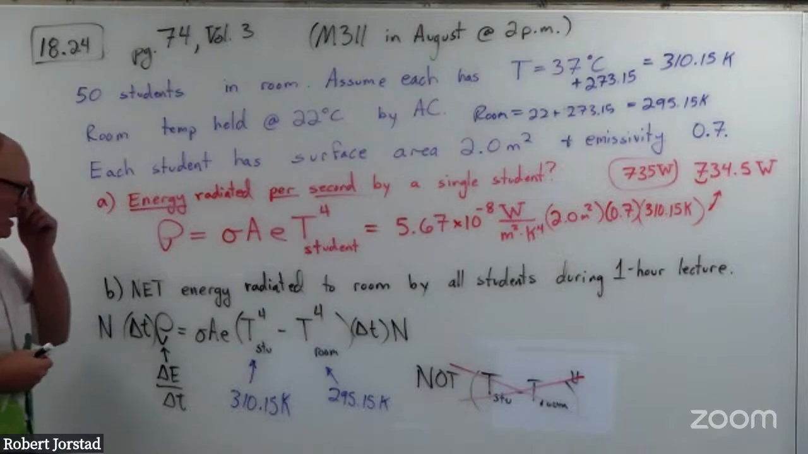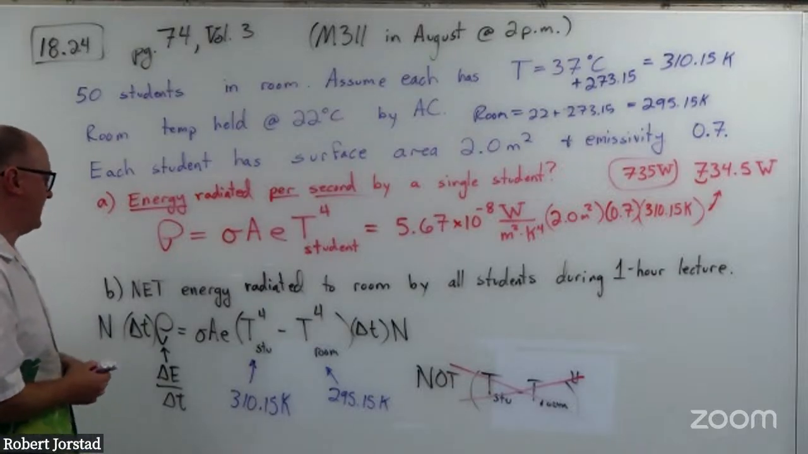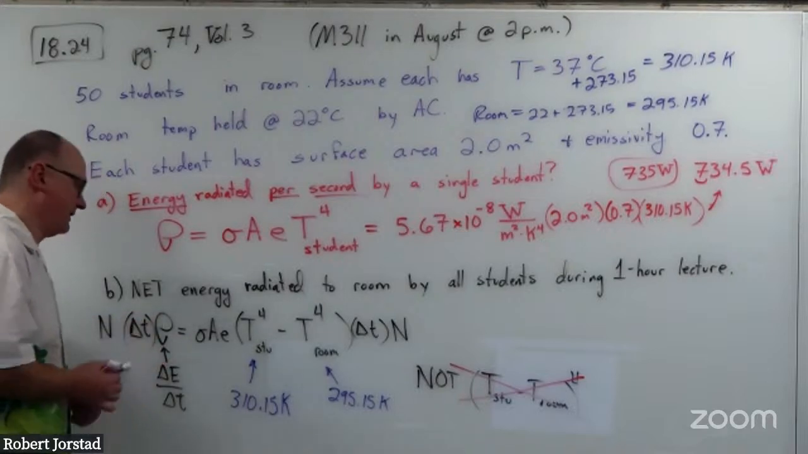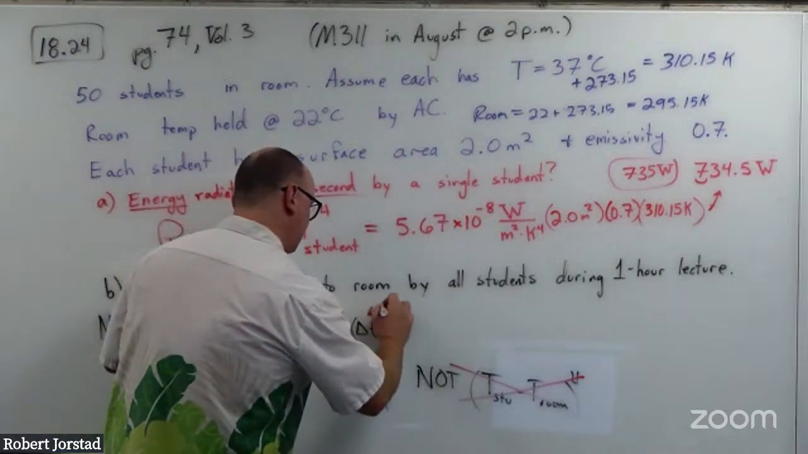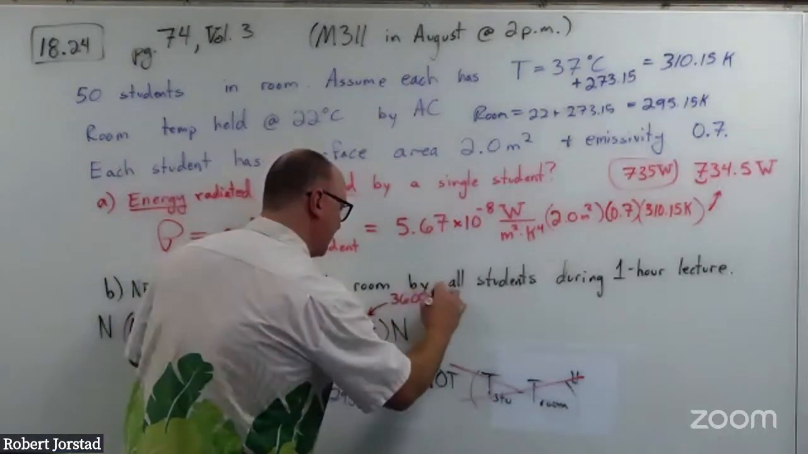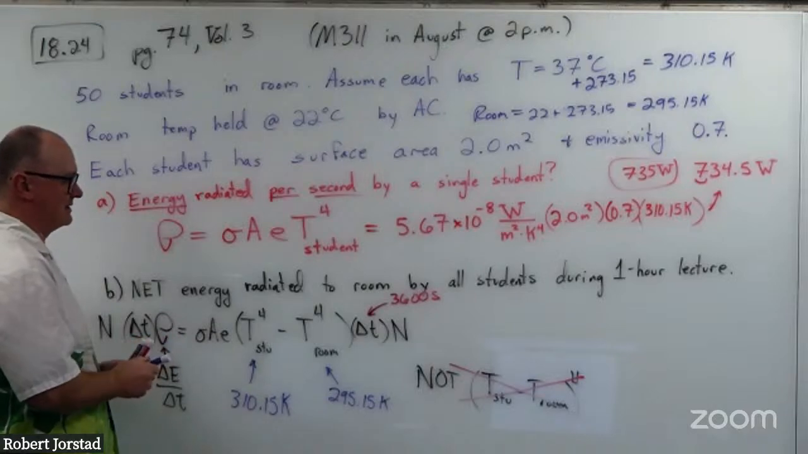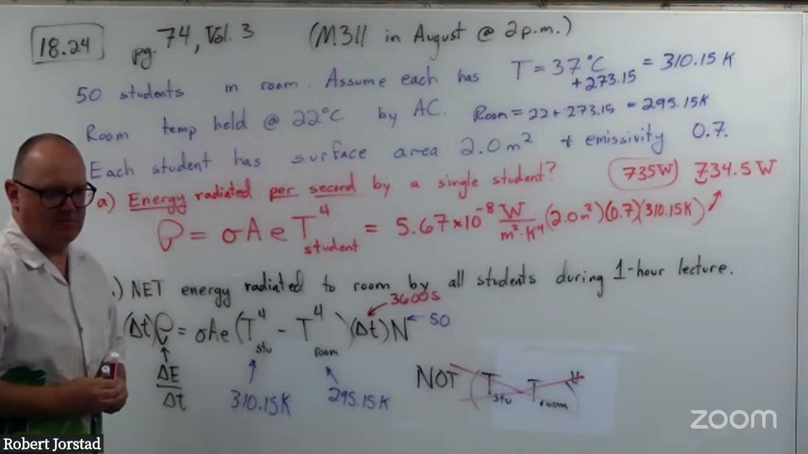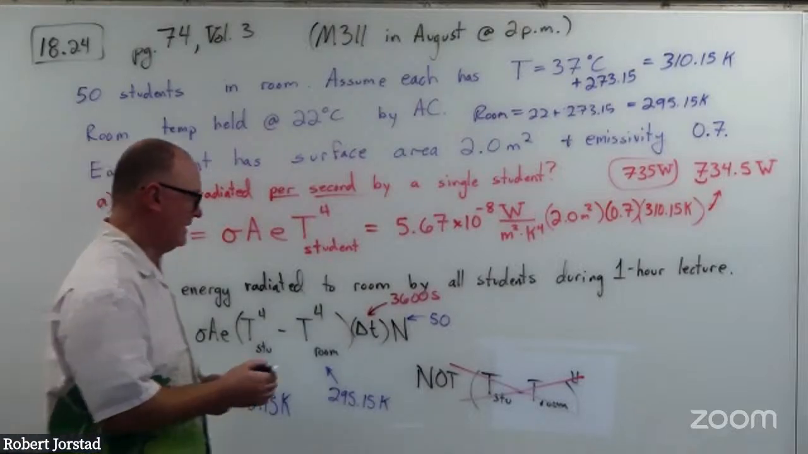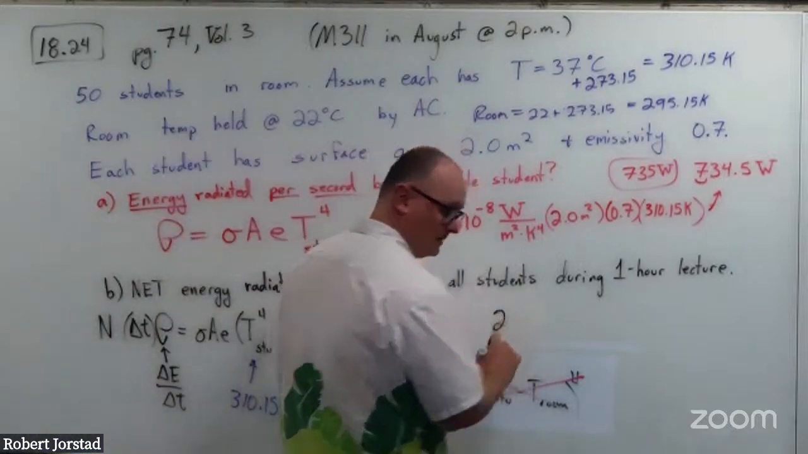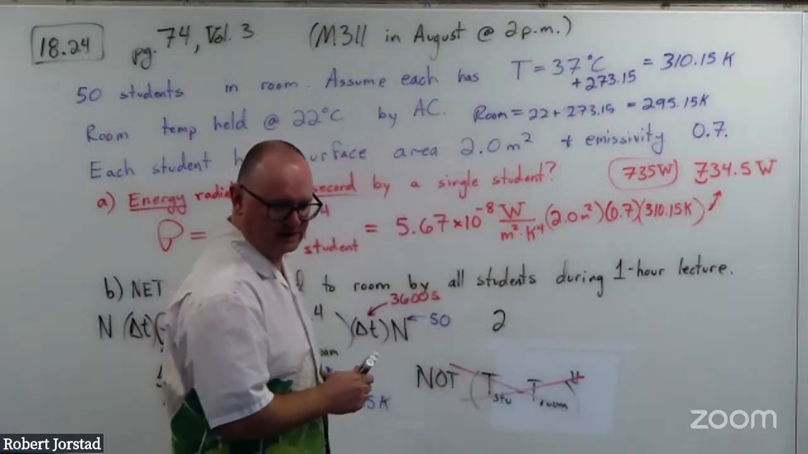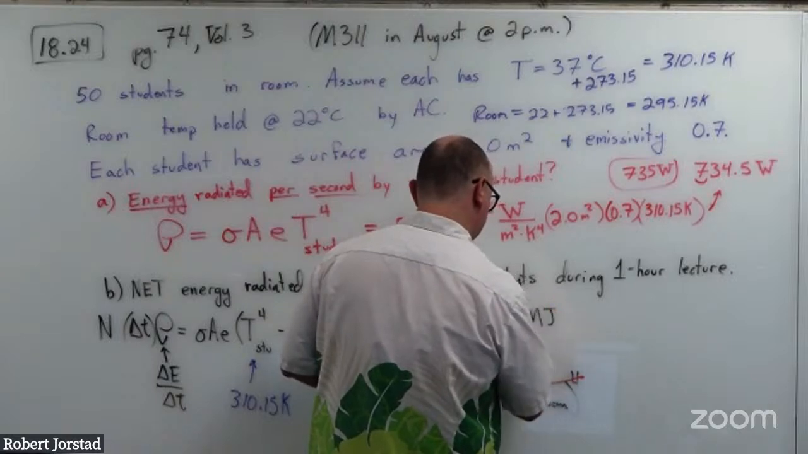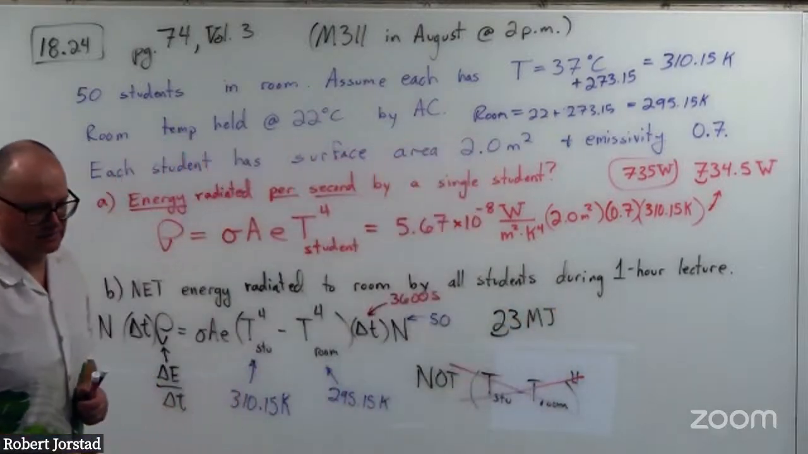Okay, and when you punch that in, don't forget, power, the units are joules per second. So we're going to have to use 3,600 seconds here. And then N is the number of students, that's 50. And when I punch all that in, I got, what did I get? 23 megajoules, or something like that. Again, off in the first sig fig.